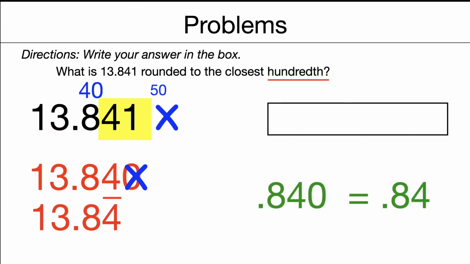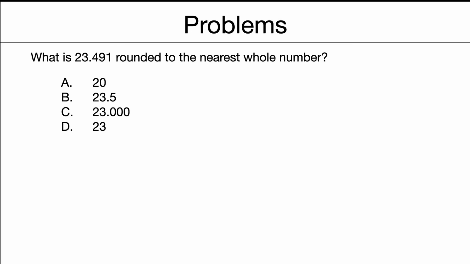And again, that's our reason that we can get rid of the zeros: they're equivalent, and we would write the answer of 13 and 84 hundredths. One more problem. What is 23 and 491 thousandths rounded to the nearest whole number?